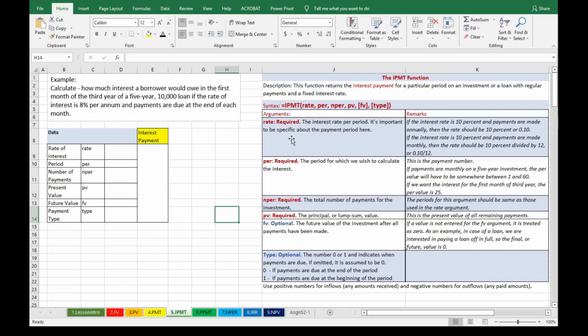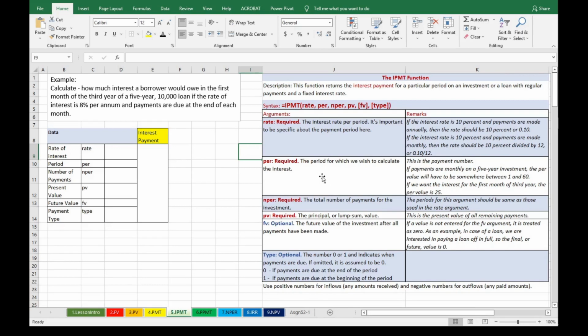Here is rate. Rate is a required argument, and this is the interest rate per period. It is important to be specific about the payment period here. So as we already saw, if the interest rate is 10% and payments are made annually, then the rate should be 10% or 0.10. And if it is a monthly payment, then we need to divide by 12.